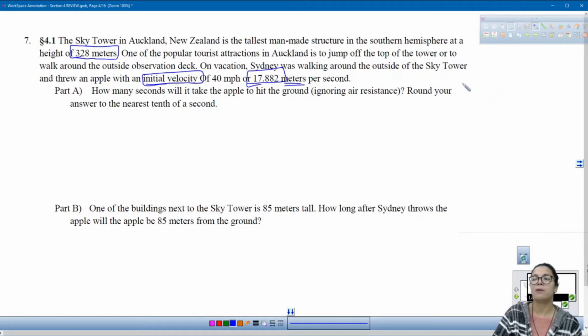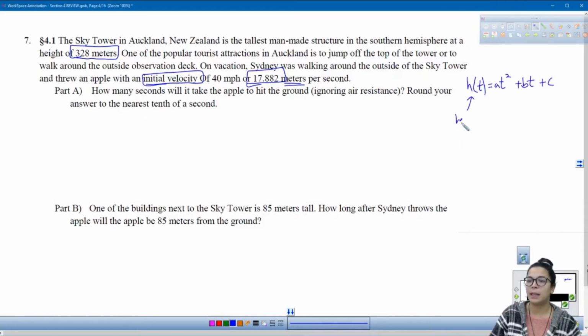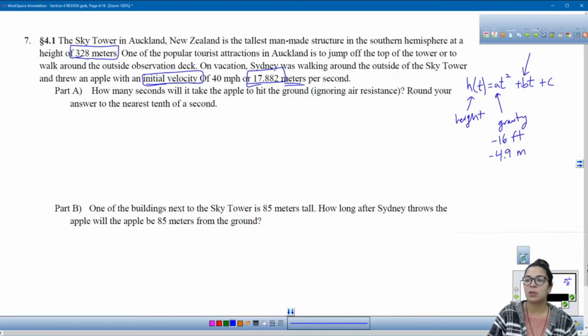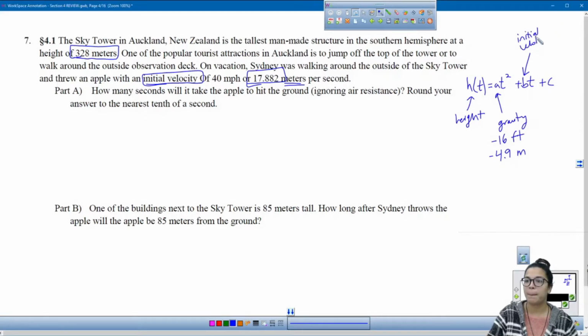So you have to remember that a free-falling object, where we ignore air resistance, can follow the model h of t equals at squared plus bt plus c. Now, for this model, h of t represents the height at time t. A is the gravity coefficient, and remember we use negative 16 if we are referencing feet, negative 4.9 if our unit of measure is meters. The b coefficient, the coefficient of the linear term, is actually the initial velocity, and then c, the constant term, is the initial height.